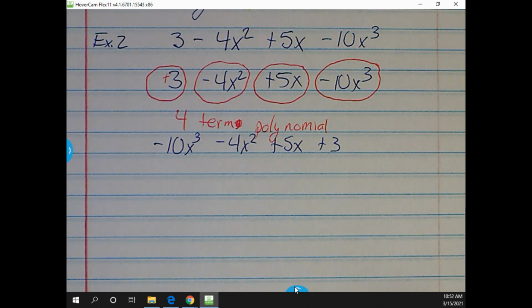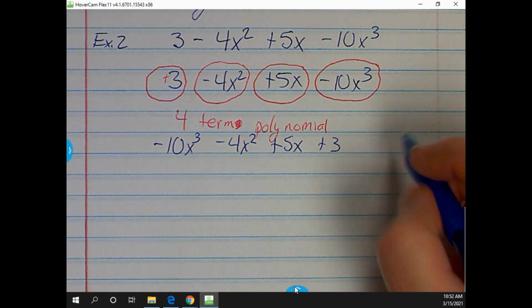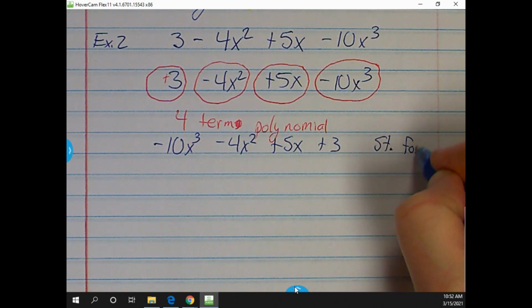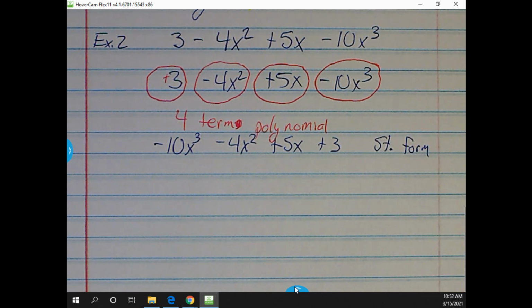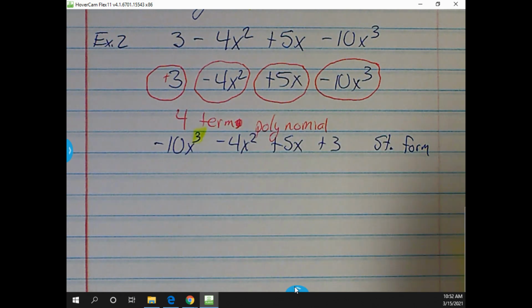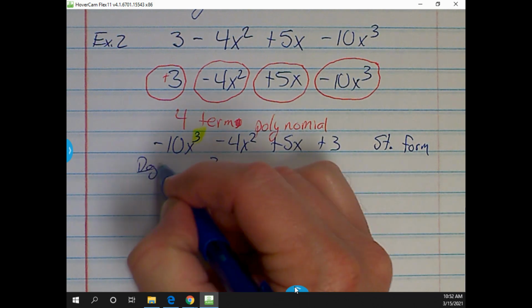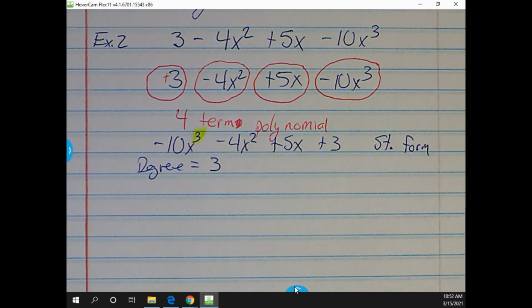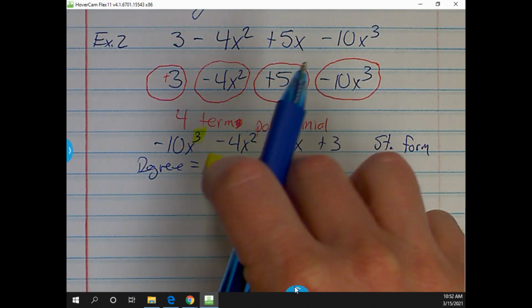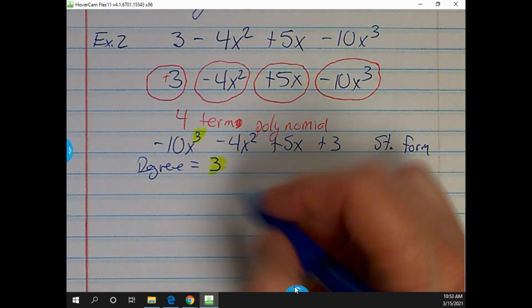And the whole point of getting it in descending order, which we'll talk more about tomorrow, is that once we've got it in standard form, one of the big reasons to do that is that the highest power of x is your degree. And again, they may give it to you where it's just degree 3. They may also have you come back and name it. So if you had to name it, it would be cubic.